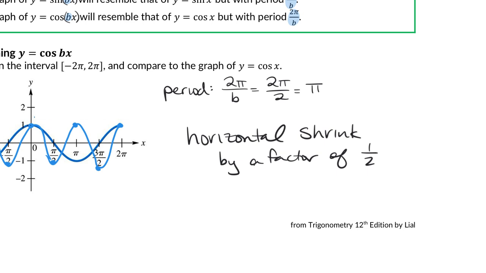Its range is still the same, though; we didn't change the range at all. We changed the period. Multiplying a number on the outside changes the range and the amplitude. Multiplying a number on the inside changes the period and the frequency.